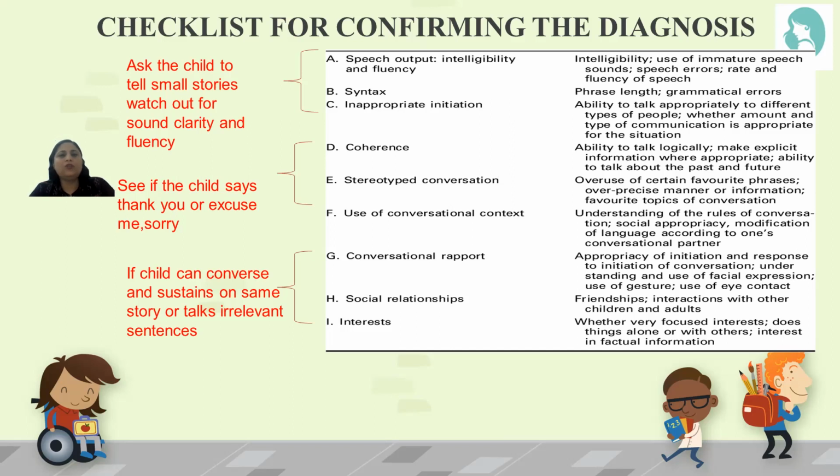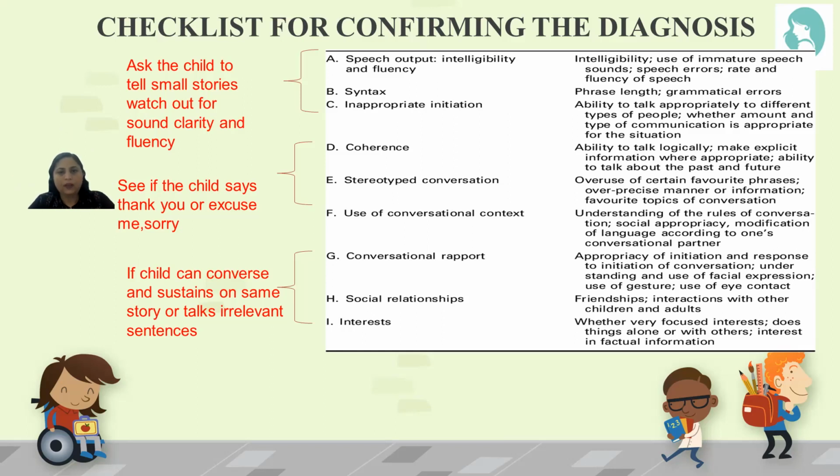So if you really ask these three small questions to yourself, ask the child to tell a small story and watch out for the sound clarity. See if the child plays with the other kids and says thank you, excuse me, sorry, if he has that bonding with the social skills. And ask the child to converse and sustain on the same topic. Ask him questions and see whether he is able to answer those questions, or he talks irrelevant sentences, he's not talking about the story. So do these three things and know if your child has this problem.